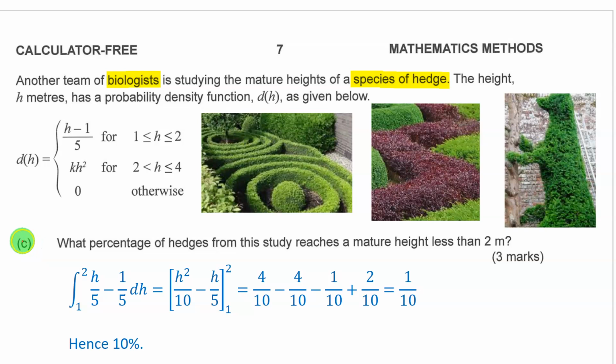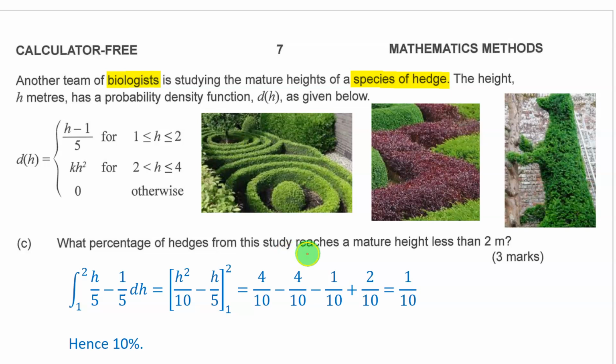Part C refers to a new height distribution. Again, another team of botanists, probably is meant to be, is studying the mature heights of a species of hedge. I was pretty sure that hedges were made up of species of plants. But anyway, I found a couple on the internet. Here's a kind of concentric circle species of hedge, and here's a zigzag species of hedge, and here's a bare species of hedge, just in case that's maybe what they're talking about.